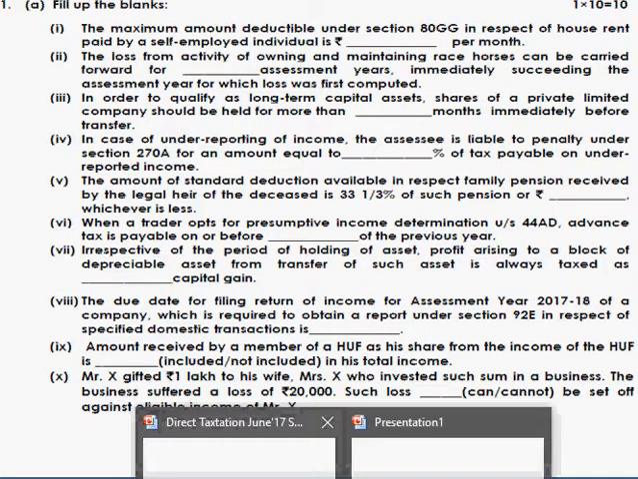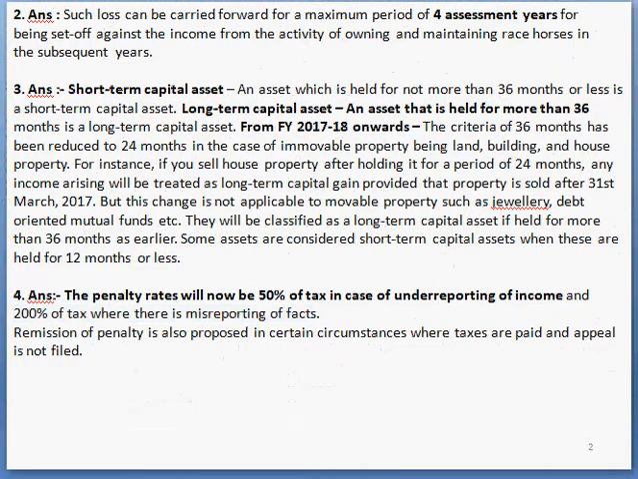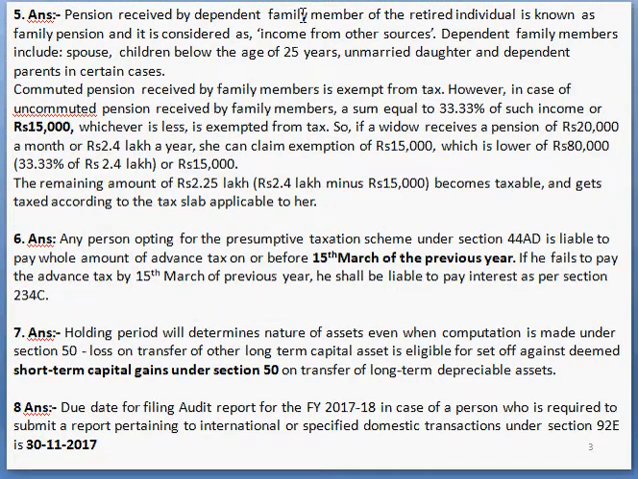Let's see the explanation here. The pension received by the dependent family member of the retired individual is known as family pension, and it is considered as income from other sources. Dependent family members include spouse, children below the age of 25, unmarried daughter and so on. Commuted pension received by the family member is exempt from tax because you have taken it at one time. However, in case of uncommuted pension received monthly or quarterly by the family member, a sum equal to 33% of such income or 15,000, whichever is least, is exempt from tax.